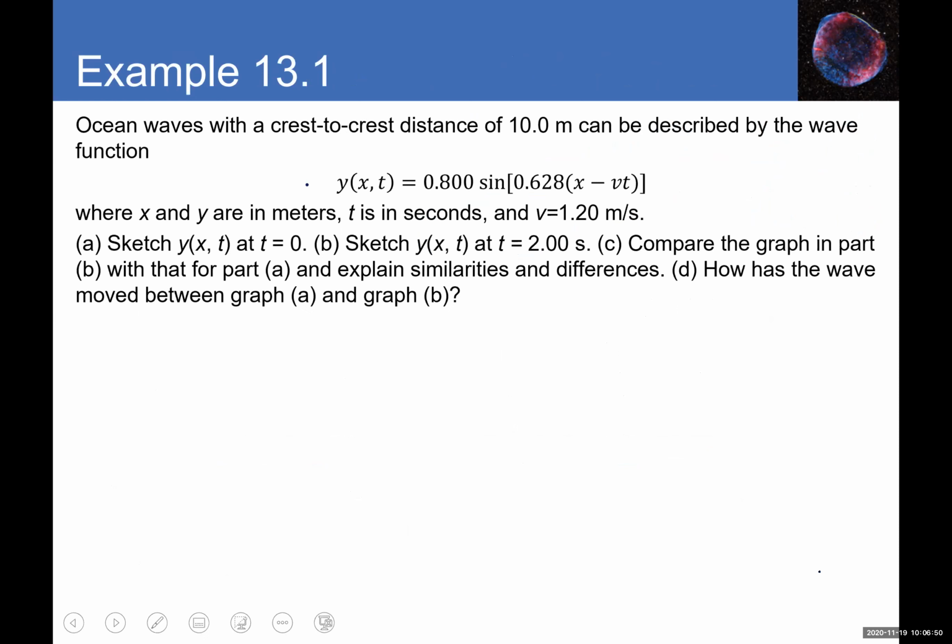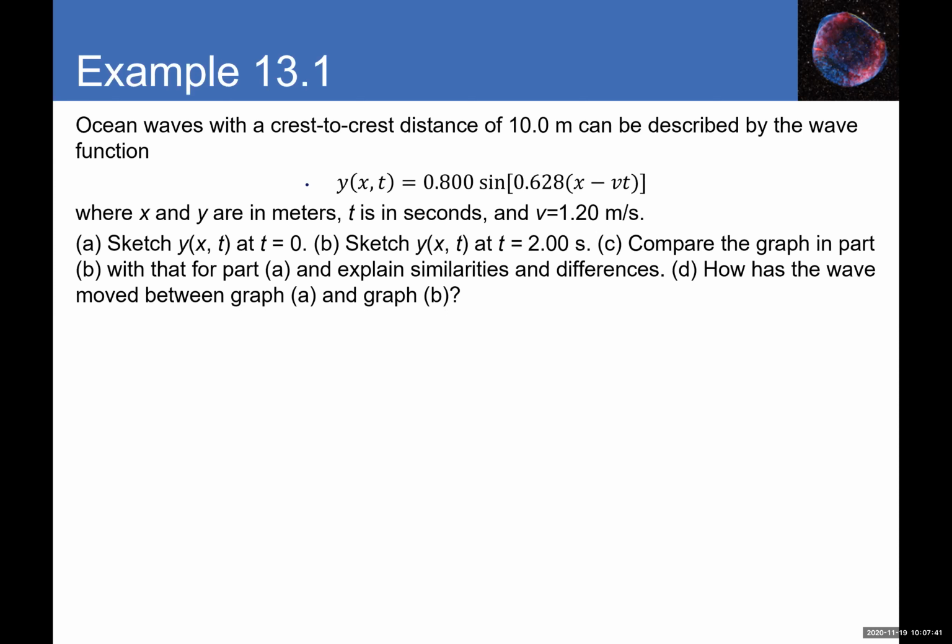All right, so let's look at an example over here. Remember that the negative in front in the argument represents a specific direction. So let's say we have an ocean wave with a crest to crest distance of 10 meters, which can be described by a wave function y(x,t) = 0.8 sin(0.628(x - vt)), where x and y are in meters, t is in seconds, and v is 1.2 meters per second. You want to sketch this at t = 0 and at a later time, t = 2 seconds.